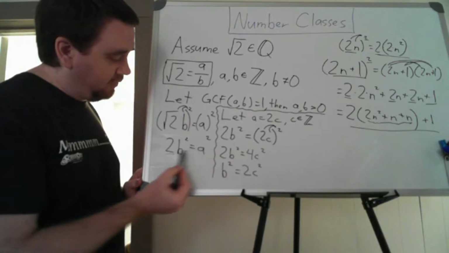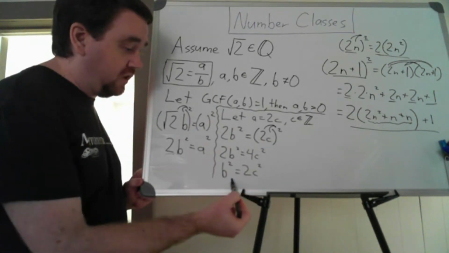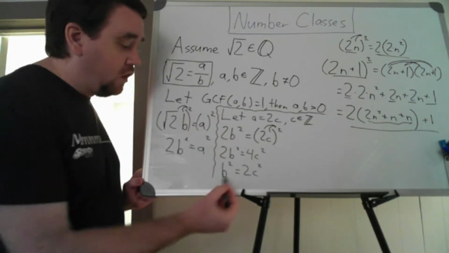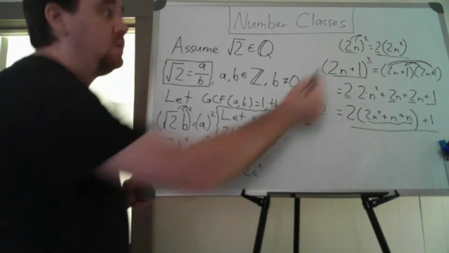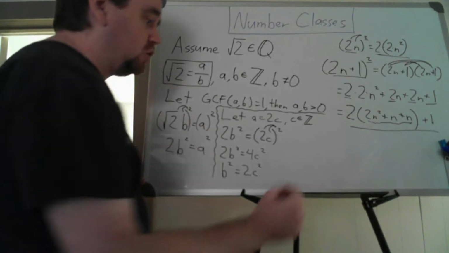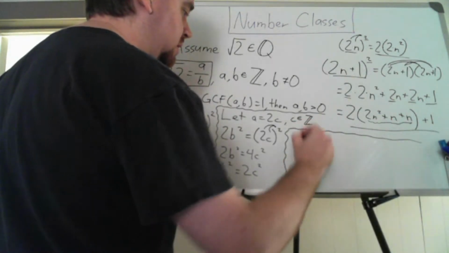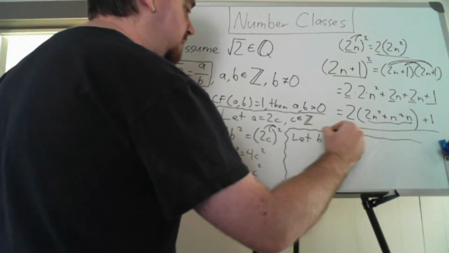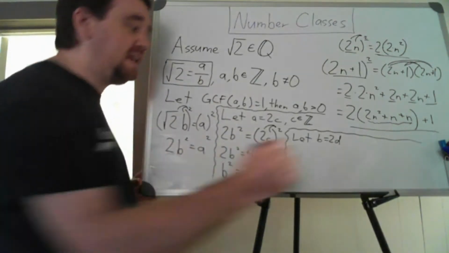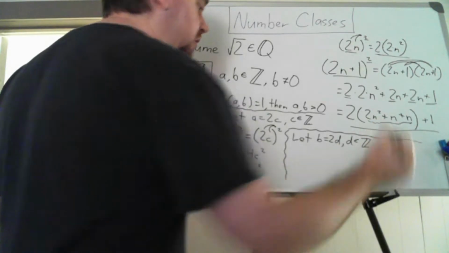I said that a squared equals 2b squared means that a squared is even. So b squared equals 2c squared means that b squared is even. Oh, excellent. So if b squared is even, what we found here means that b must be even. So I go ahead and write that out. Let b equal 2d, where d is some integer. So d is an element of the integers.